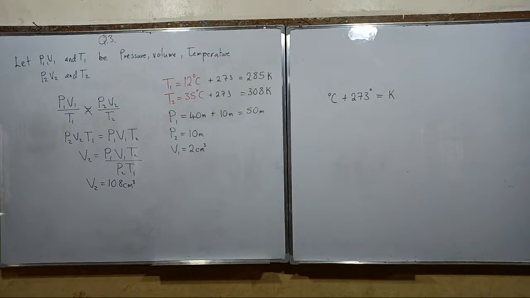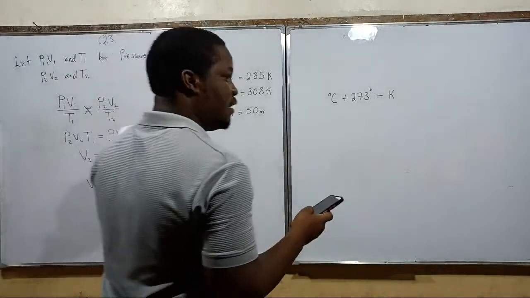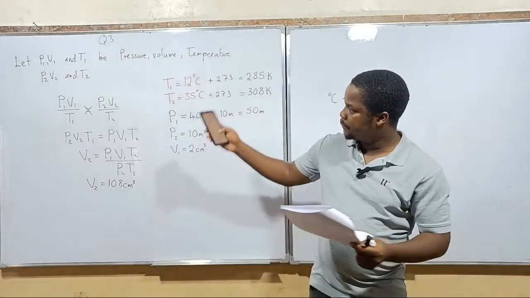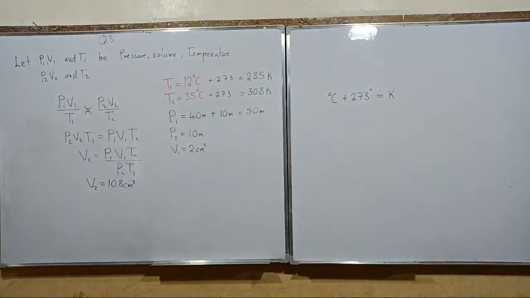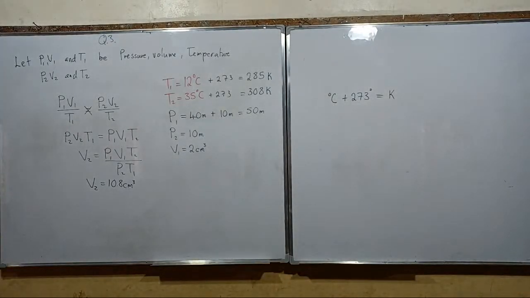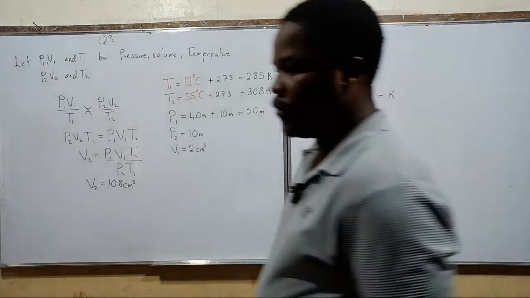So for this question again, like I said, as long as you're using this formula, temperature must not be in degrees, it must be in kelvins. So those two temperatures, let's start from there. Convert them from degrees to kelvins. The formula is there. Convert them from degrees to kelvins.